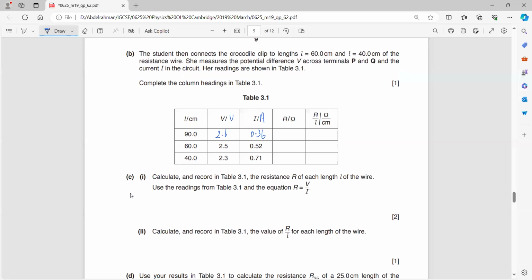Calculate the resistance. Can I calculate each of these resistances? Yes. R equals V over I for each of the lengths. The first one is 2.6 divided by 0.36, which is 7.2. You can write it down as 7.2 or 7.22. Then 2.5 divided by 0.52 is 4.8. Last one, 2.3 divided by 0.71 is 3.2.